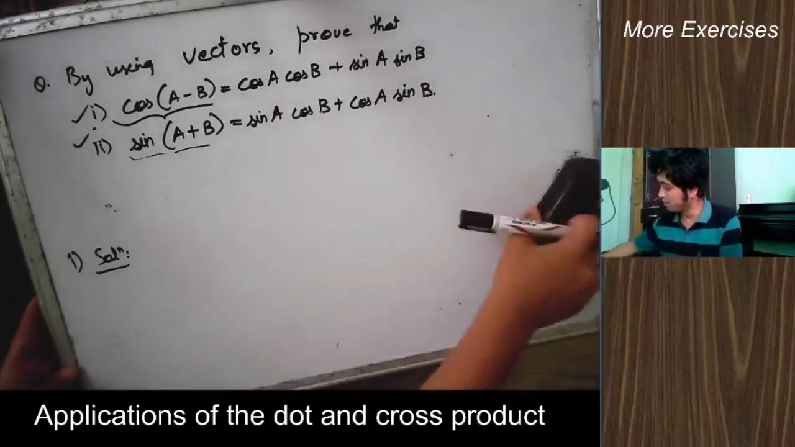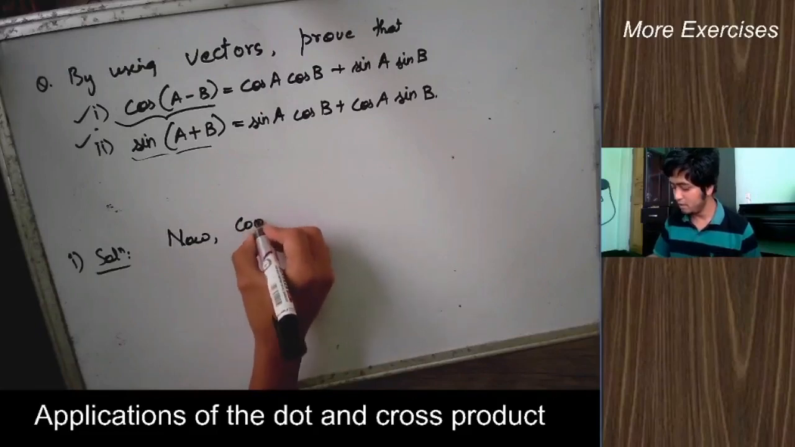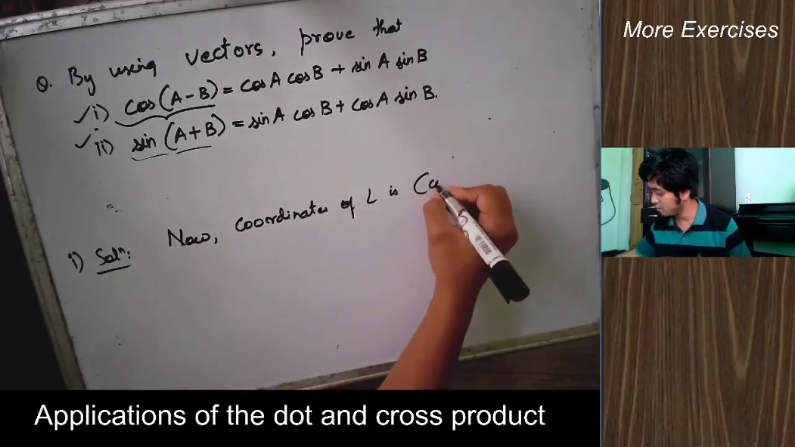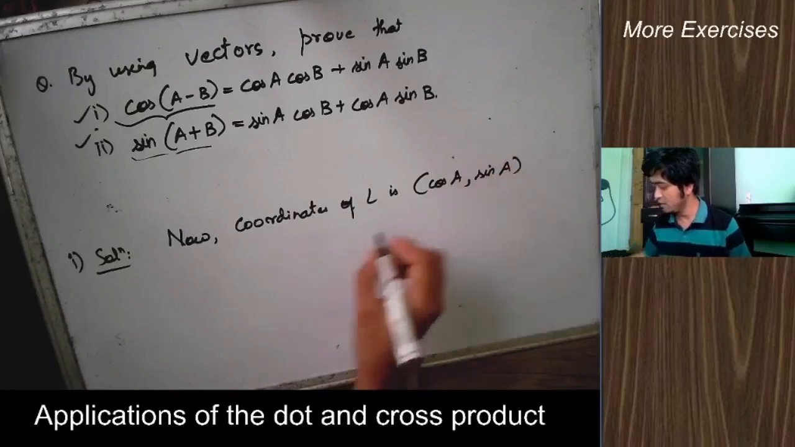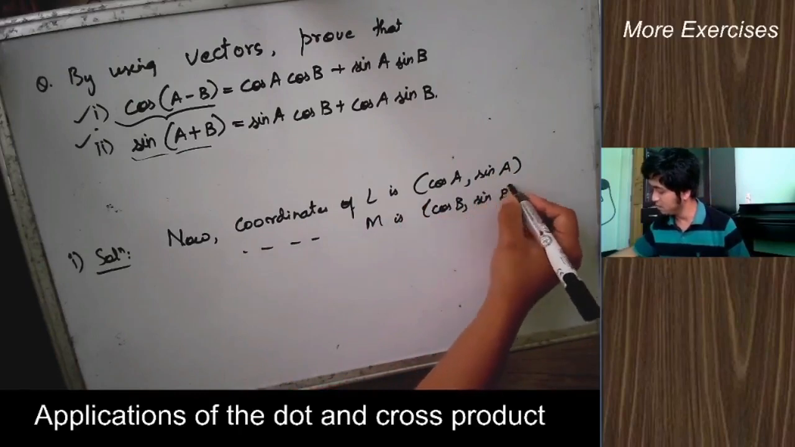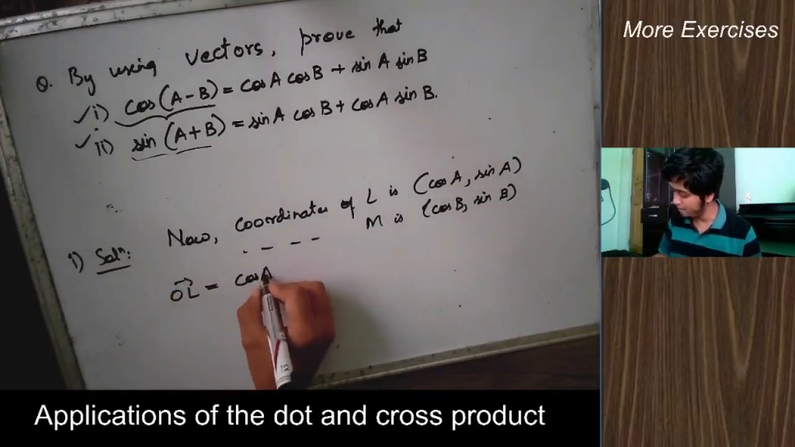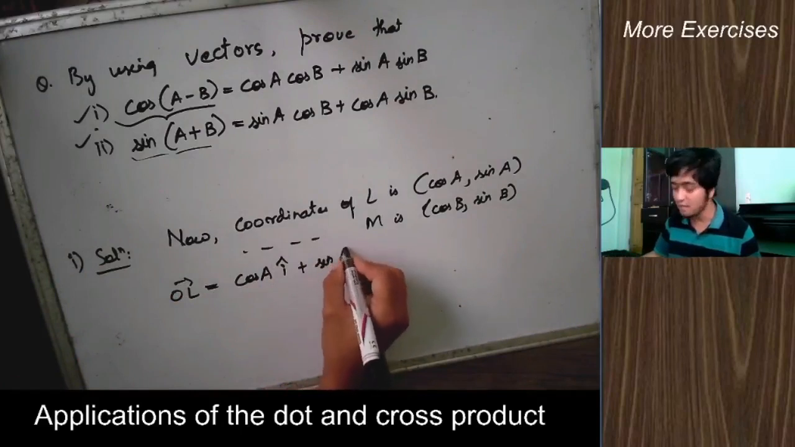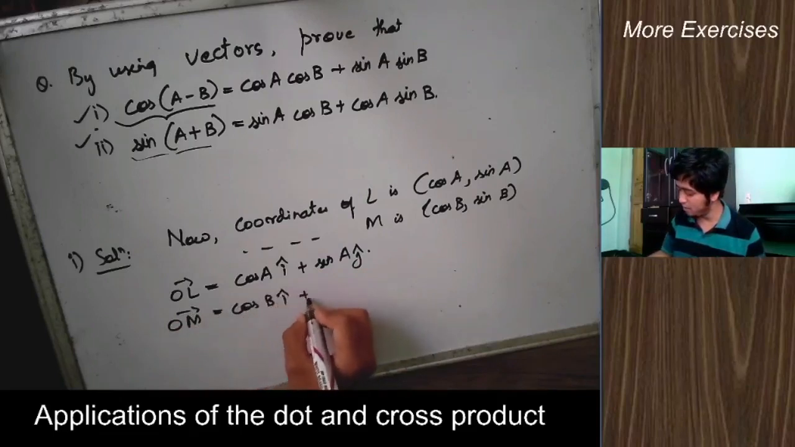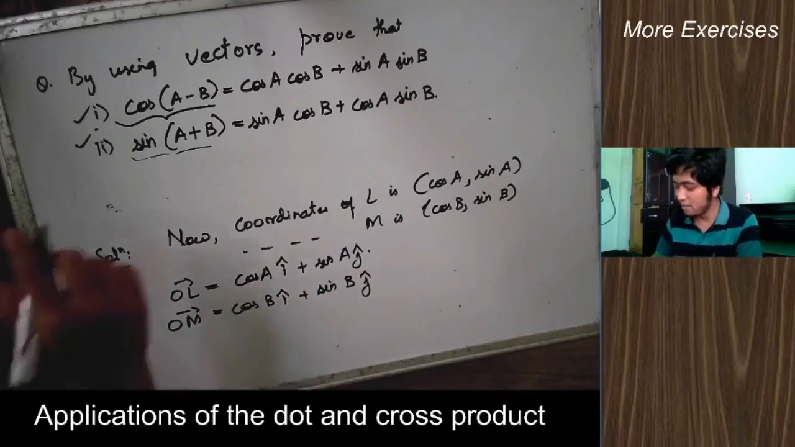So this is what I will write. Now, coordinates of L is cos A, sine A. Coordinates of M is cos B, sine B, right? But now we are interested in the vector, so OL vector will be cos A i plus sine A j, and OM vector will be cos B i plus sine B j, right? So now we are interested in proving this equation 1.